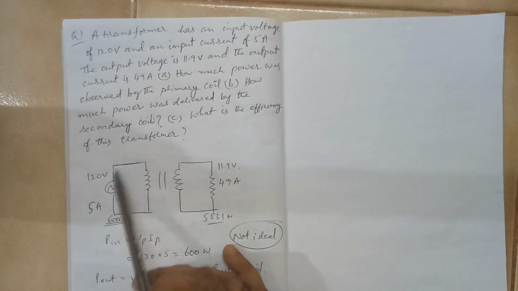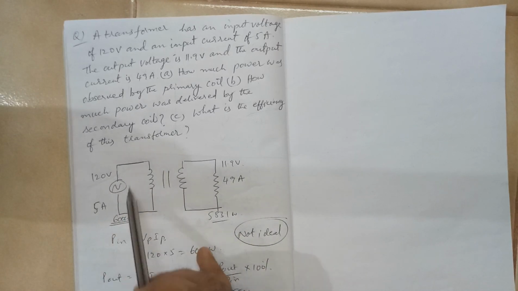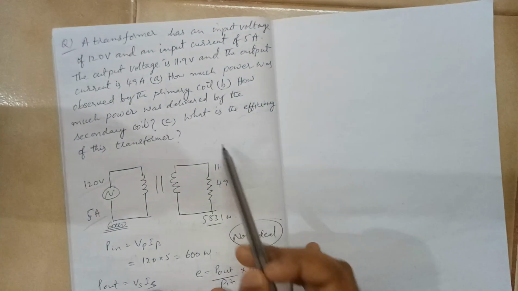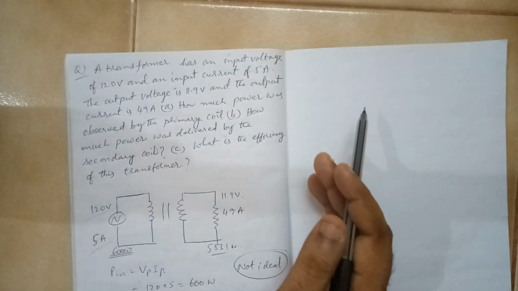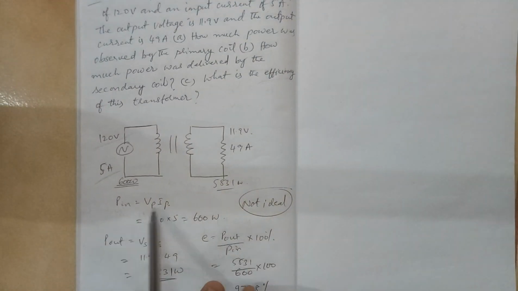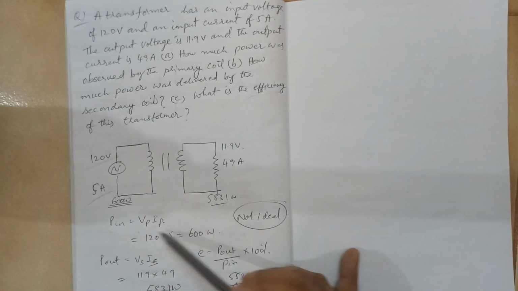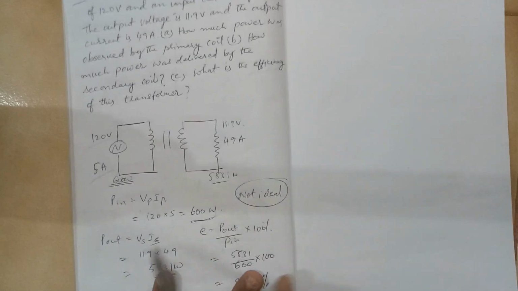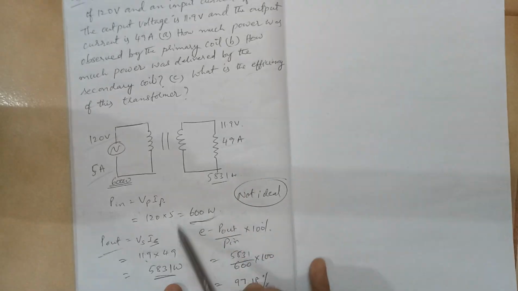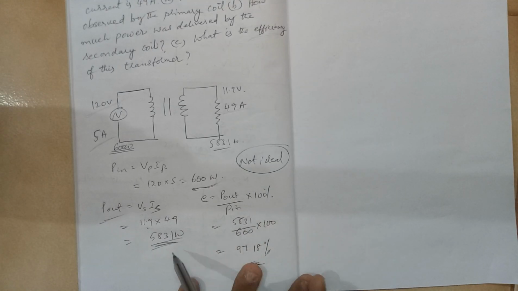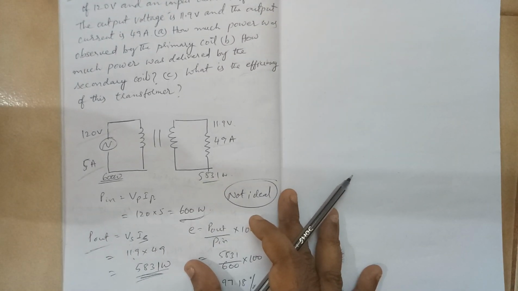Alright. So this is the primary setup and this is the secondary setup. I have just written down the information given. Primary voltage is given, primary current is given. And in the secondary case, secondary voltage is given and secondary current also is given. So here input power is voltage multiplied by the current. Voltage is 120, current is 5, so it is 600 watts. And what is the output power? Voltage multiplied by the current. Voltage is 11.9 and current is 49, so we are getting 583.1 watts. You can see here input and output are not the same, so it is not an ideal transformer.